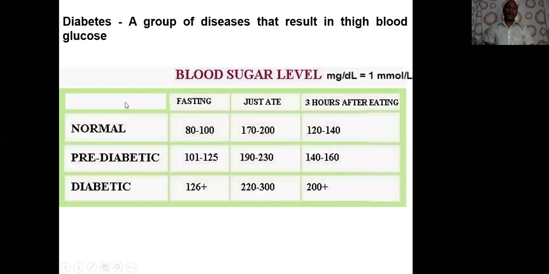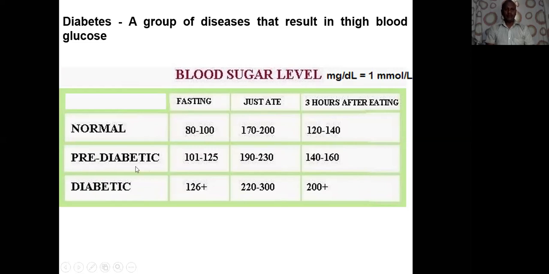And then normal glucose levels: fasting, after eating, just ate, and after 3 hours of eating. When we consider the fasting levels, normal will be between 80 mg and 100 mg per deciliter, and that is a normal person.